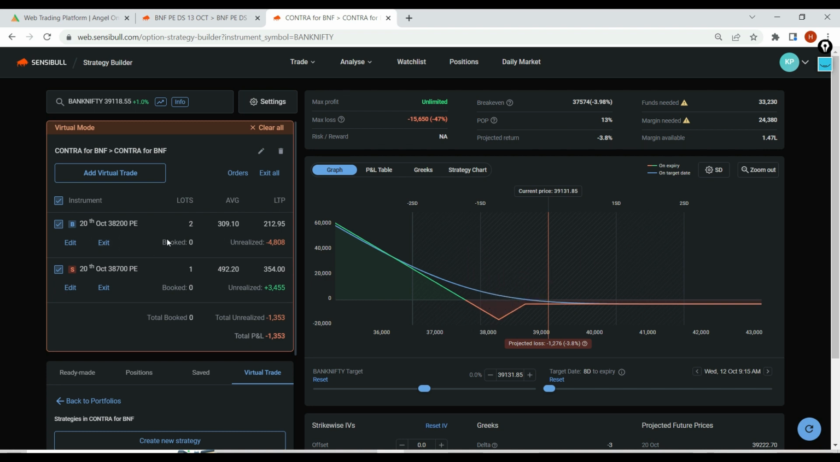So what is a back ratio spread? This is the opposite of a ratio spread. In a ratio spread we have two sold positions, one buy, but here you have two buy positions and one sold position. So what is the purpose of deploying this trade? Okay, let me show you.